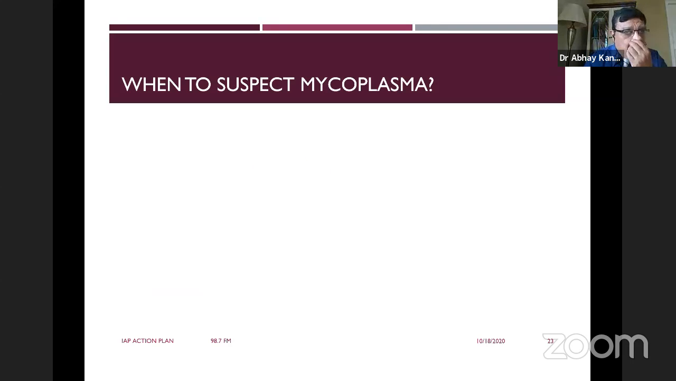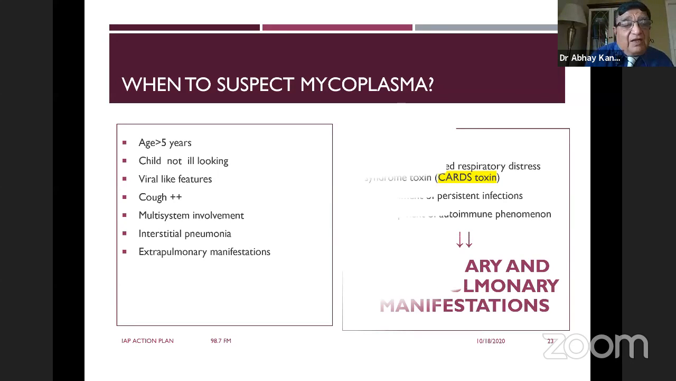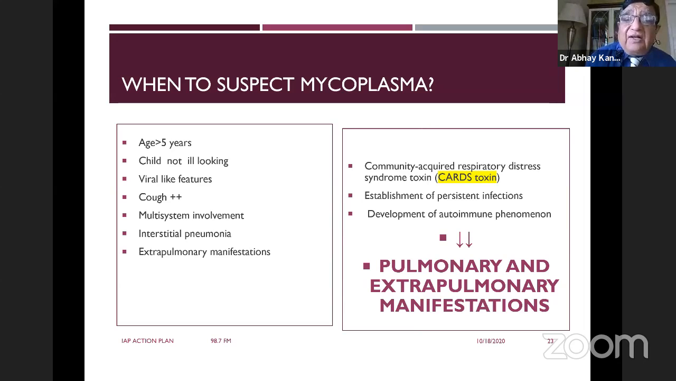So now, friends, when to suspect mycoplasma? Clinically, a child more than 5 years. Child is not ill looking. That's why we often call this walking pneumonia. Child is totally comfortable, and in spite of it being a bacterial infection, the features are like a viral infection. Means the child will predominantly have a cough. There may be myalgia. There may be multisystem involvement. There will be interstitial pneumonia, and sometimes the child may have extrapulmonary manifestations either in the form of anemia or erythema multiforme, or sometimes the child may have an encephalitis or encephalopathy like picture.